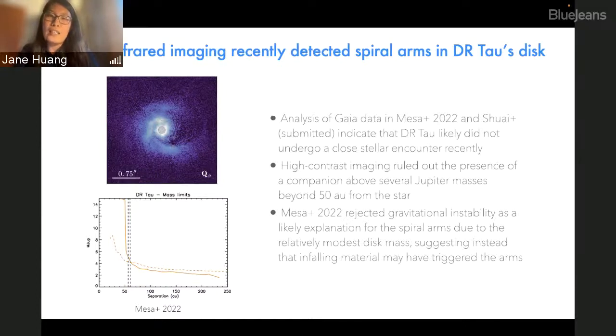They looked at Gaia data and concluded that it was unlikely that DR Tau underwent a close encounter recently with another star. Their high contrast imaging ruled out a companion more than several Jupiter masses beyond 50 AU from the star. And they also thought that gravitational instability was unlikely because the disk mass is not that large. So they suggested instead that infalling material could be responsible for triggering the arms. Now, in the scattered light image, you don't actually see evidence for an envelope or other infalling material.